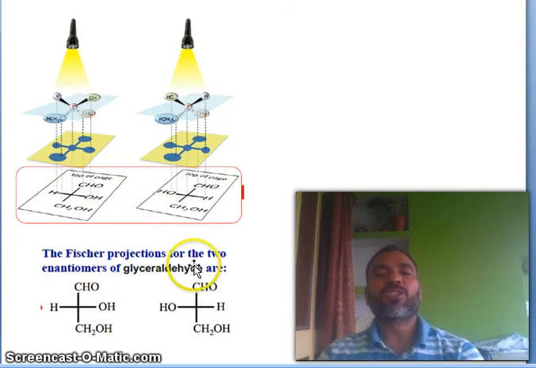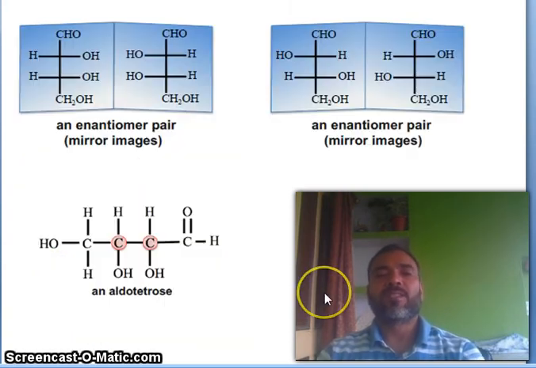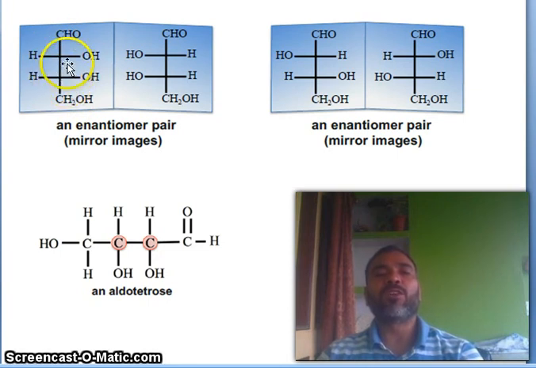So the Fisher projections for the two enantiomers of glyceraldehyde are, as you can see here, this structure and this structure. Now this is also a Fisher projection, with enantiomer pairs, where there are two chiral centers. You do not have to draw this bond, only the chiral bonds, 1, 2, 3. These bonds should be drawn in Fisher projections. You can see here this is also an enantiomer pair. With these two chiral centers, four structures are possible.